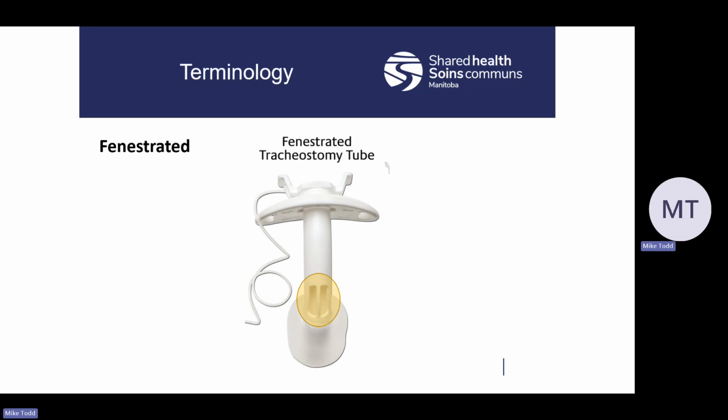Some other things to know are the actual definitions for the types of tubes we're dealing with. If you have a fenestrated tube, as you can see highlighted in the picture here, it means there are openings in the tracheostomy tube that allow airflow through the device. With fenestrated tubes as well, if the inner cannula is removed, the cuff is deflated, and the normal passage inlet of the tube is occluded, a patient can inhale and exhale through and around the tube.